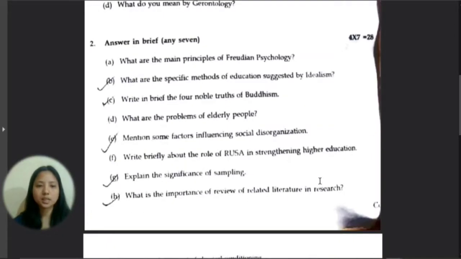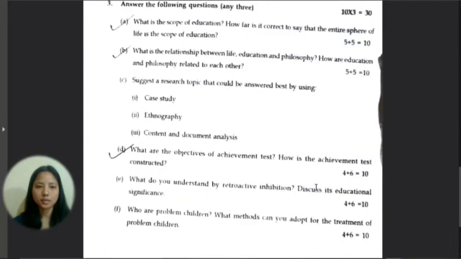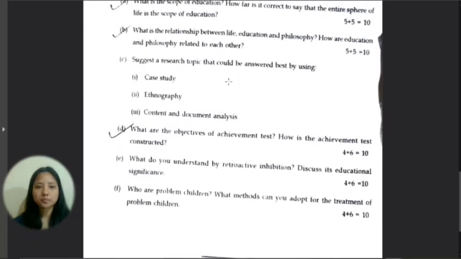And in all the 3 universities, that is Mizoram University, Rajiv Gandhi University, and Cotton University, one thing is common: the research topic has been asked in all the 3 cases. Here in Cotton University, one has been asked to suggest a research topic for these 3 research types. So we can say that the research topic is common in all the 3 universities that we have discussed right now.